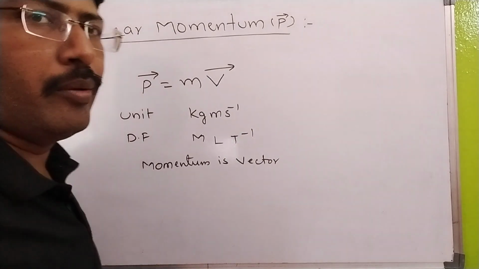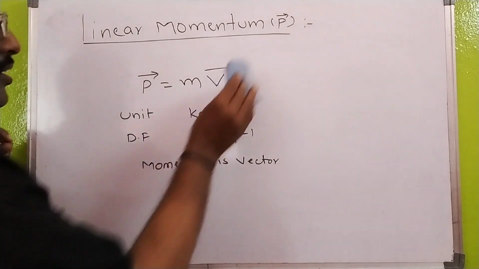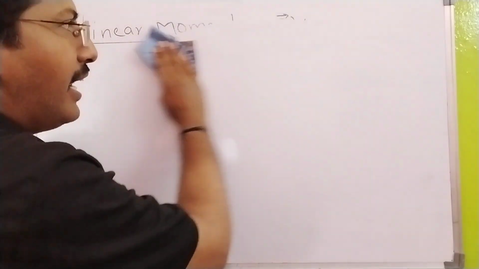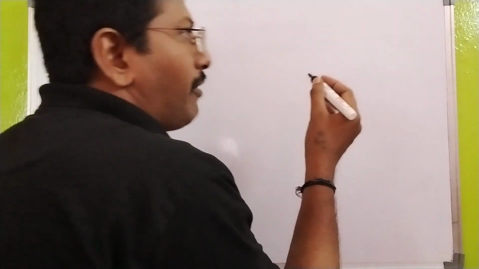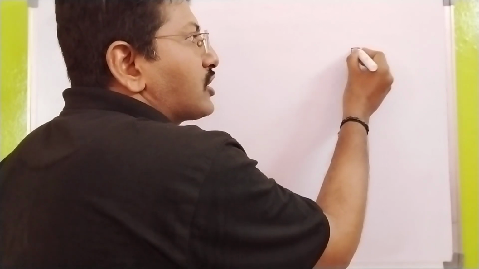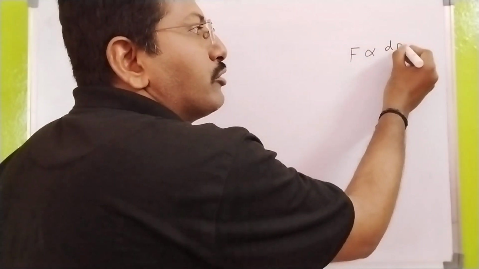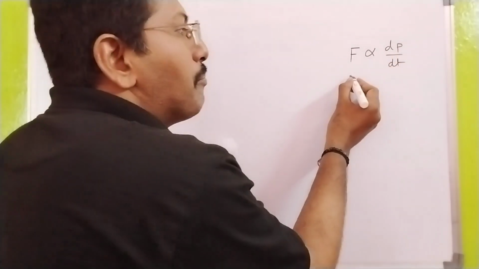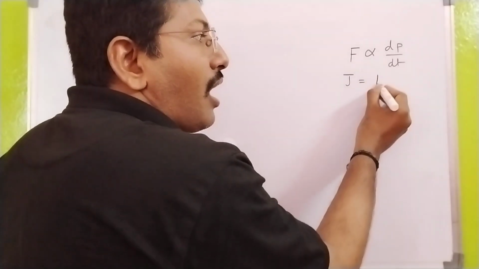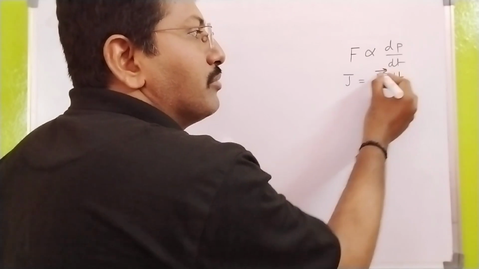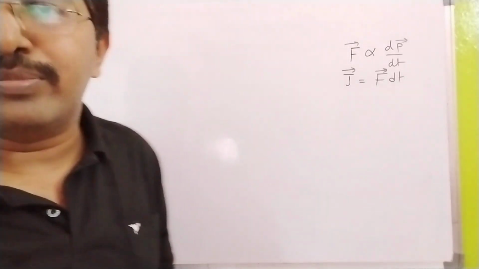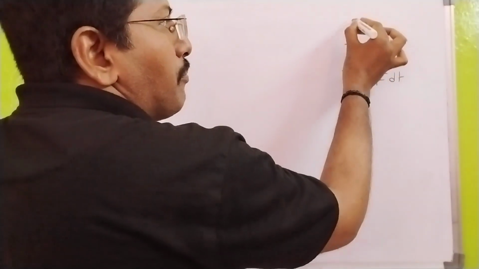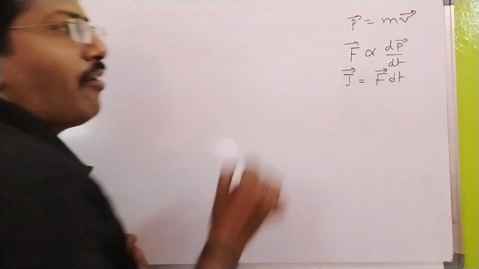Next, how to solve the problems based on linear momentum? See here. If you observe previous examination questions from the JEE and NEET point of view, they ask the change in momentum. Before I start, I will tell you some important formulas. First, according to Newton's second law, external force is directly proportional to the rate of change of momentum. Next, impulse J is equal to the product of a large force acting in a small interval of time. These formulas are important while solving the problems. See here how to solve problems based on this concept. The linear momentum formula is P bar equal to m v bar. These three formulas are important here.